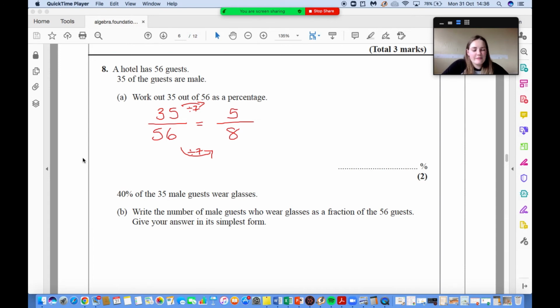Now, the reason I feel like this is a little bit harsh is because, one, it's on a non-calculator paper, and secondly, you've got to remember that 1/8 is 12.5%.